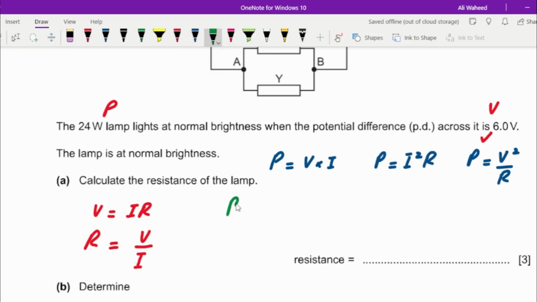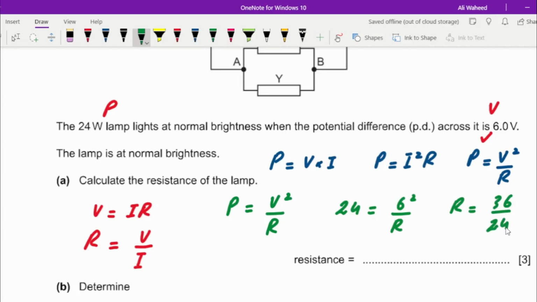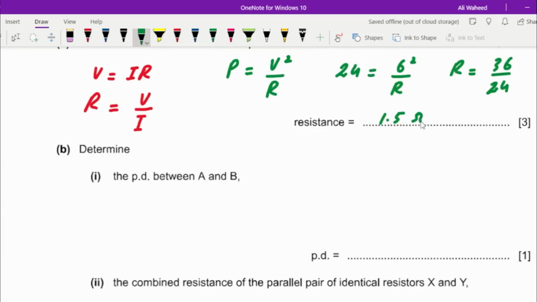So power equals V square over R. You write it down like this. Now what is the value of P? 24 equals, what is the value of V? It was 6. So square of 6 divided by R, and that gives you R equals the square of 6, which is 36, divided by 24. Then you hit it on the calculator and let me know what do we get from here.